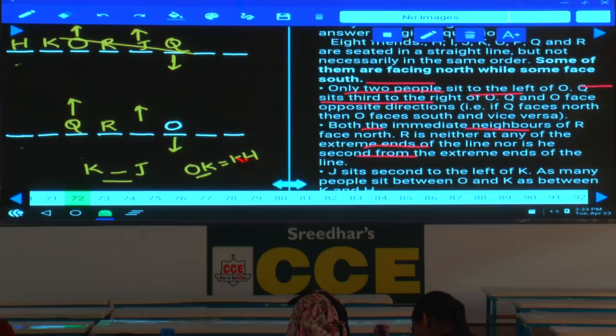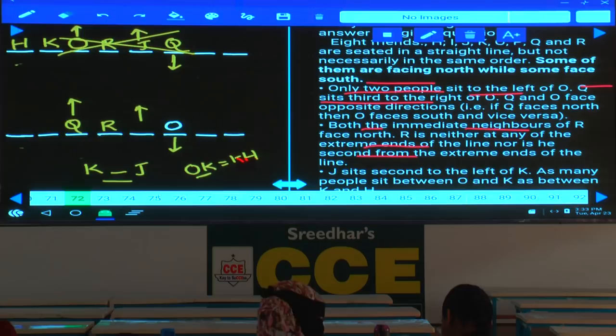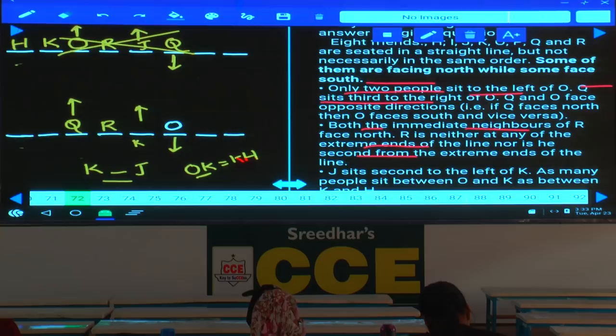Now in the second case, O is already at this place. As O is already here, K cannot be at this place. Because if K is here, then H and R must be in the same place, which is not possible, isn't it? Hence, K cannot be at this place. K cannot be here and K cannot be here as well. If K is here, in between O and K, there are three positions. Between K and H, there must be exactly three positions, which is not possible. Hence, K cannot be here.